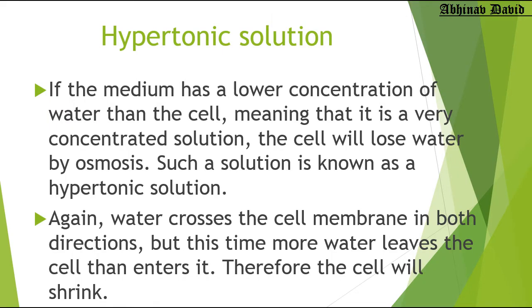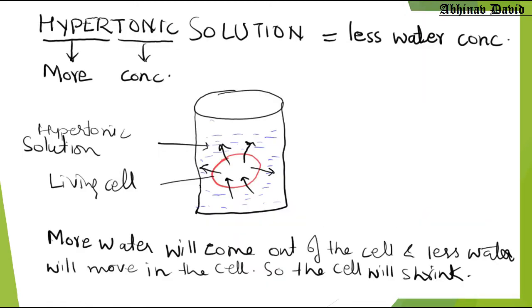Now let us move to the next, that is hypertonic solution. What is hypertonic? Hyper means more, tonic means concentration. So the solution is having more concentration, means solute is more but the water is less. So when we put the cell inside this hypertonic solution, what will happen? Because the water inside the cell is more, it will come out and less water will go inside. So as a result, the cell will shrink.